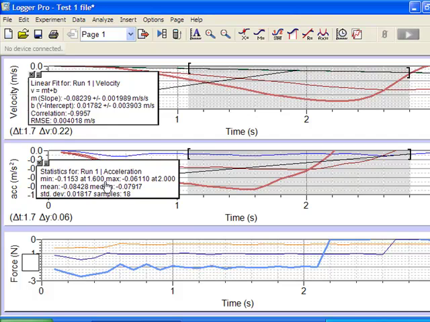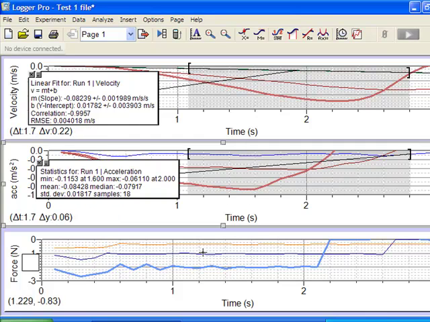But if I take the average, the mean is negative 0.084, and the median negative 0.079. Both of those are in the same neighborhood as the slope that we got before. However, I'm still of the opinion that your best reading for an acceleration is the slope of the velocity.